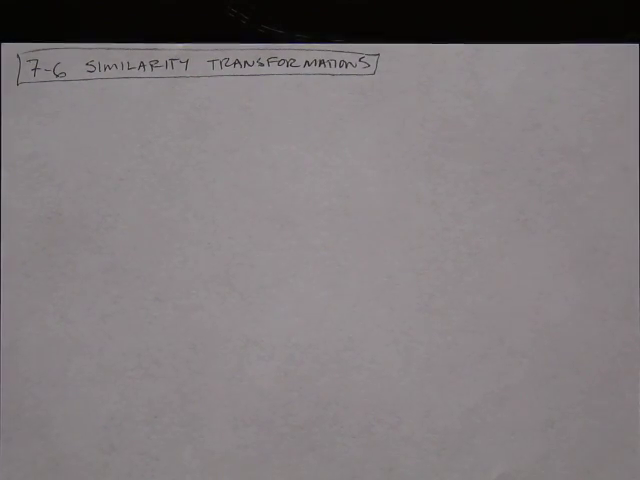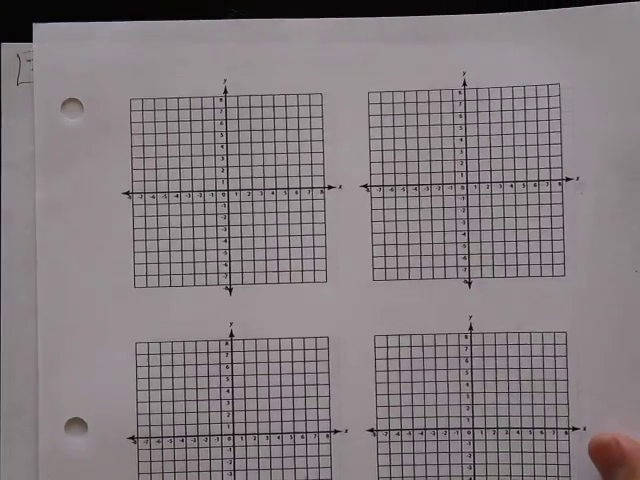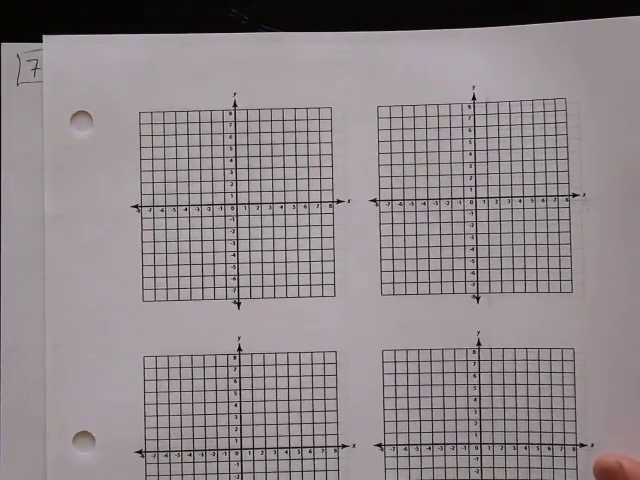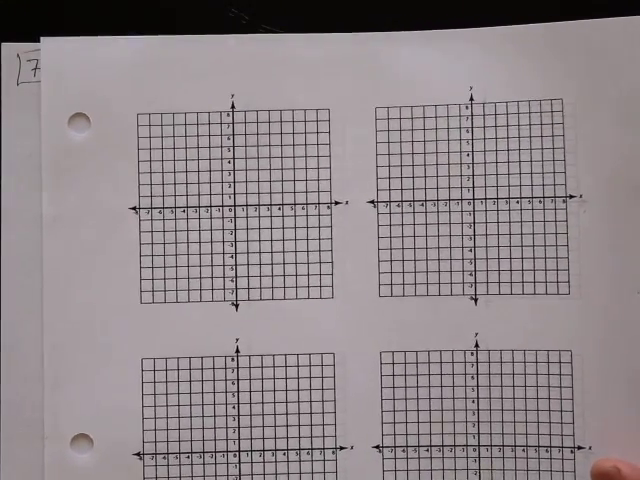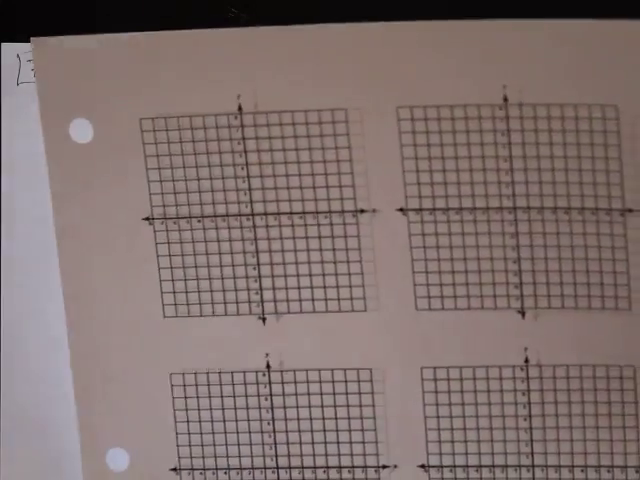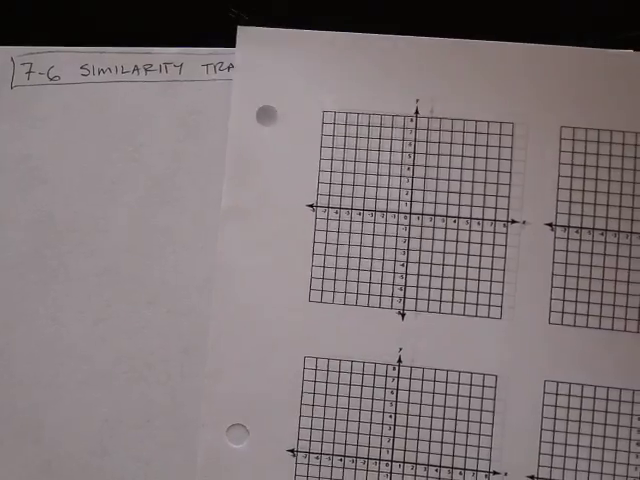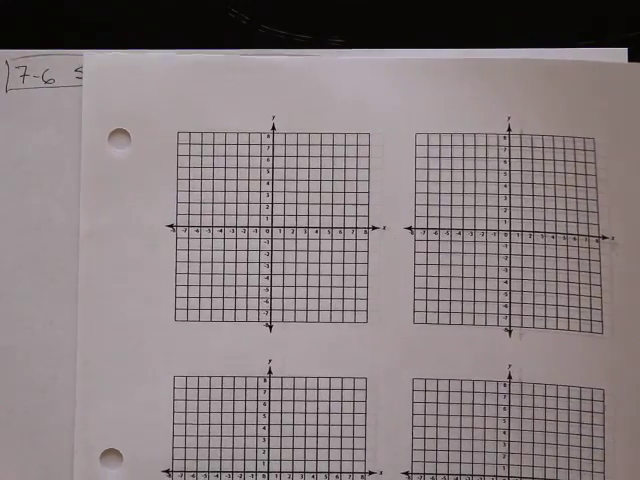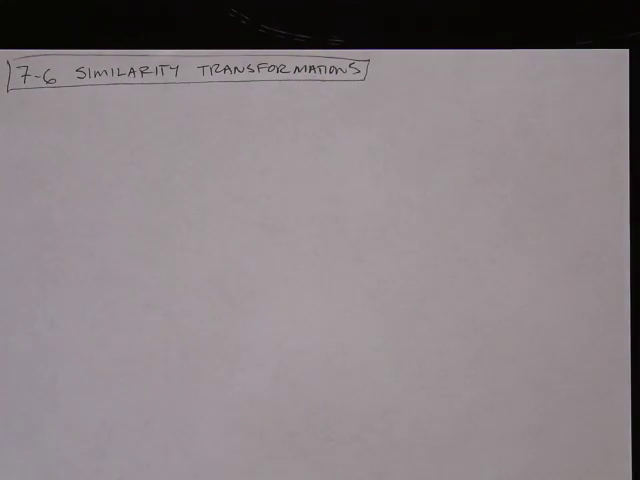Geometry 7-6, similarity transformations. Before we get started on this one, I want you to see if you can get some graph paper to use, because we're going to be using the coordinate plane. It's going to be way easier if you have some kind of graph paper. We have some available at school. Otherwise, if you have some at home, it's going to make this lesson quite a bit easier.